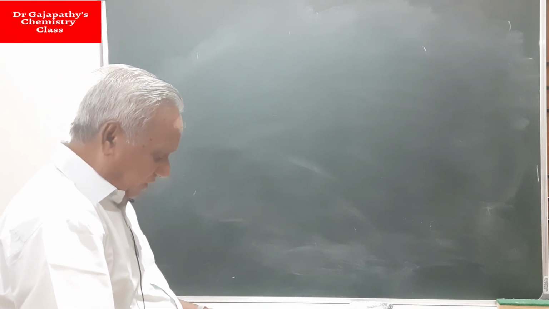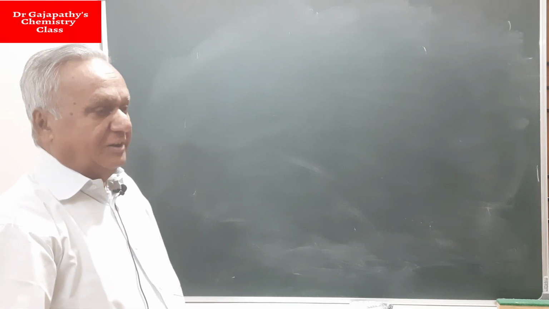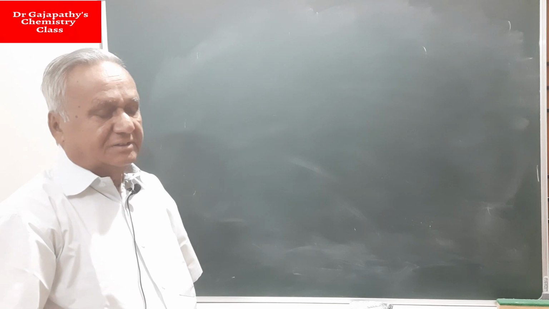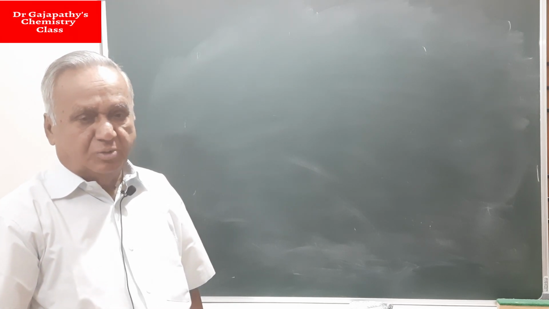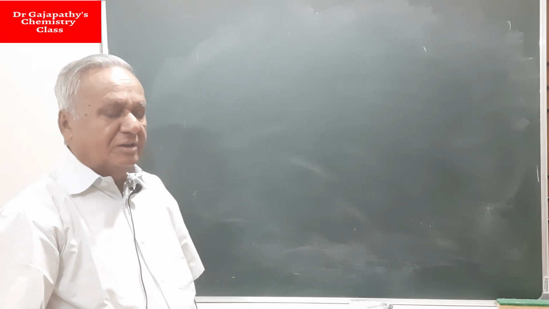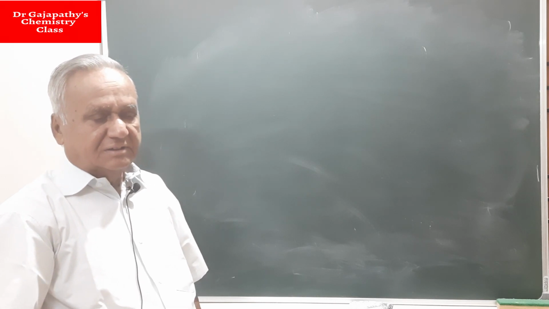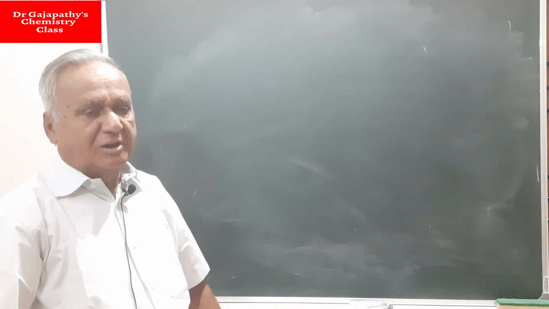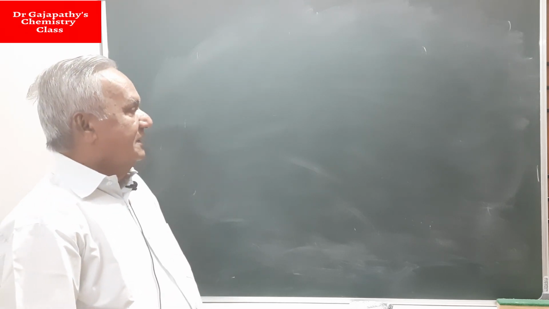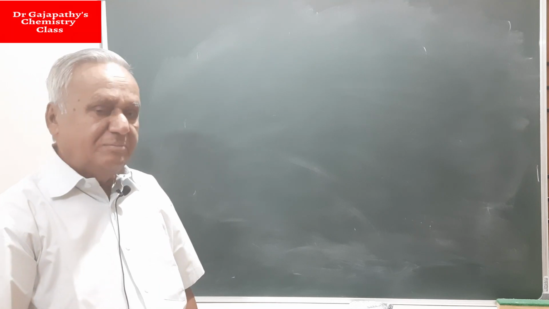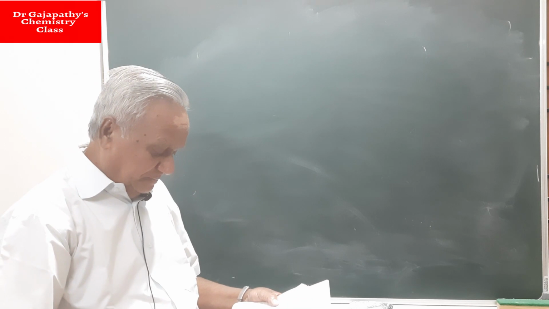Before that, I want to tell you the J value is independent of the applied field. The spacing between two lines very much depends upon the applied field. If the applied field is large, that spacing between two lines will also be large. So it depends upon the field, whereas the coupling constant J is independent of the field. That is one important information which you have to remember.